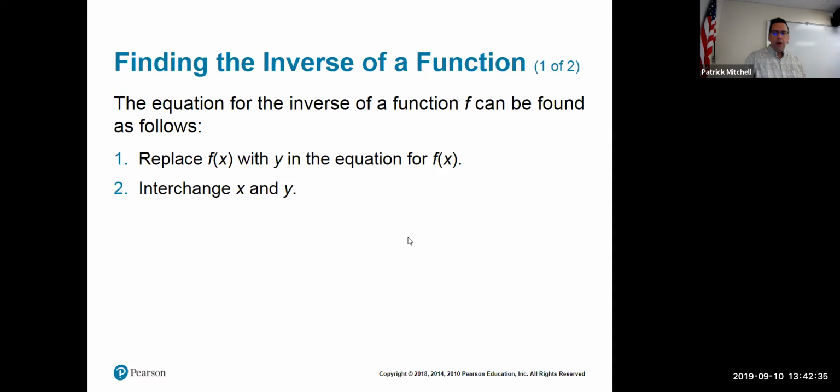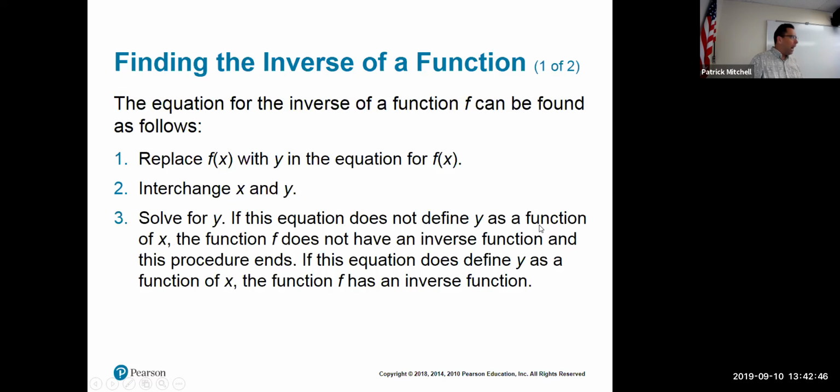So at this point, you've really created your inverse function. So all you have to do now is just write it using correct function notation, which means solve for y. Functions are always written solved for y.